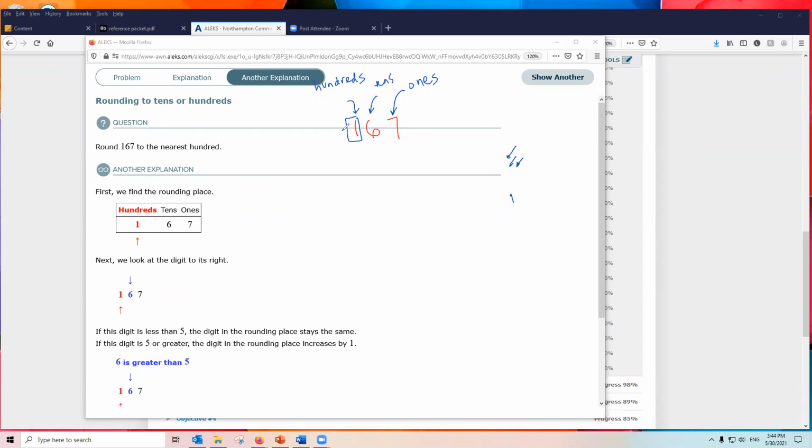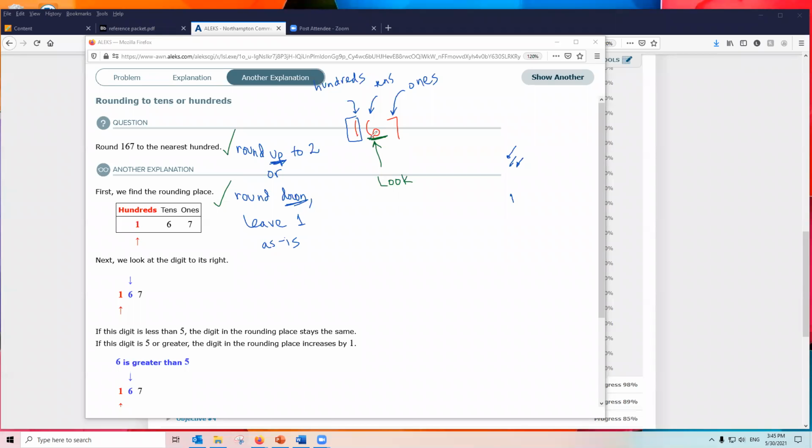Well, I have two choices. I can either round the 1 up, that would make the 1 get bumped up to a 2, or I can round down, which means leave the 1 as is. So how do I know whether to round up or to round down? Well, the key is you look over to the right 1 position. So you look over to the right 1 digit. If that digit to the right is a 5 or greater, that's when you round up. But if the digit to the right is a 4 or lower, that's when you round down.